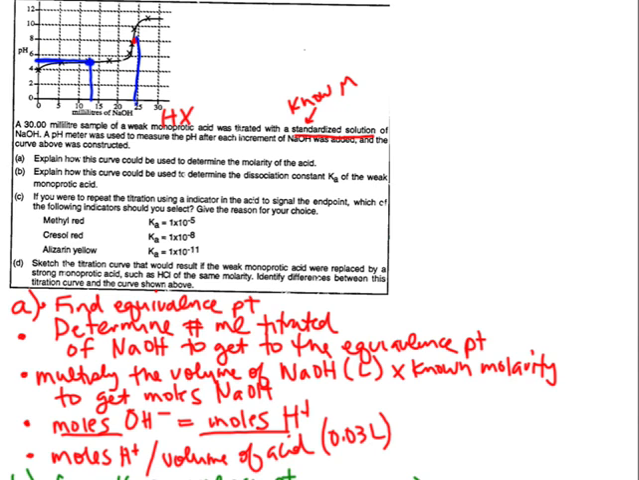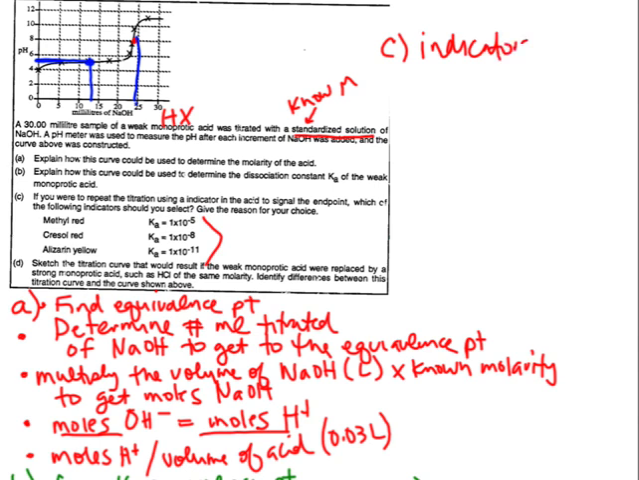Part C says, if you were to repeat this titration using an indicator, instead of making a curve, we're just going to use an indicator to signal the endpoint. The endpoint is when that indicator changes colors. Which of the following indicators would you select? Okay, well, first off, we need to remind ourselves when indicators change colors.